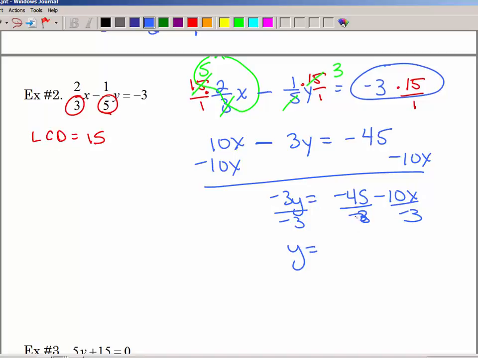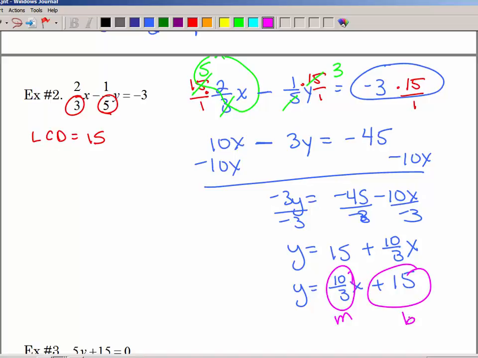I believe that's positive 15. Negative over negative is positive 10/3 x. And again, we could rearrange it as this is 10/3 x plus 15. The number in front of x is m. The other number is b. So the slope is 10/3 and the y-intercept is 15. More than one way to work that problem. This is just a suggestion for you to be able to get rid of the fractions if you're afraid of them or you don't like them.